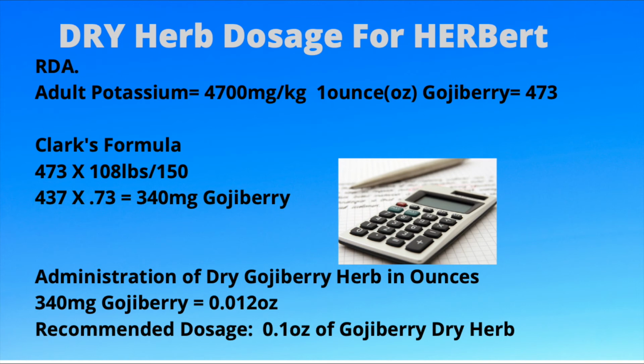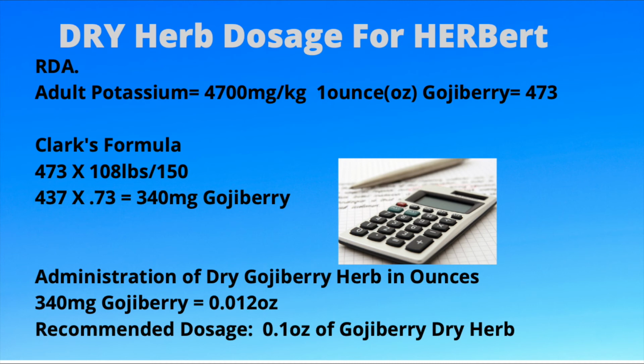So the administration of dry Gojiberry herb would be 340 milligrams of Gojiberry. Now, again, we need to convert that into ounces because we're giving herbs in ounces. So we need to convert milligrams into ounces. If you have any type of conversion on your computer, you can type in milligrams to ounces. You plug in the numbers, type in 340 milligrams, and you hit convert or calculate, and it's going to convert it to ounces, which will give you 0.012 ounces.